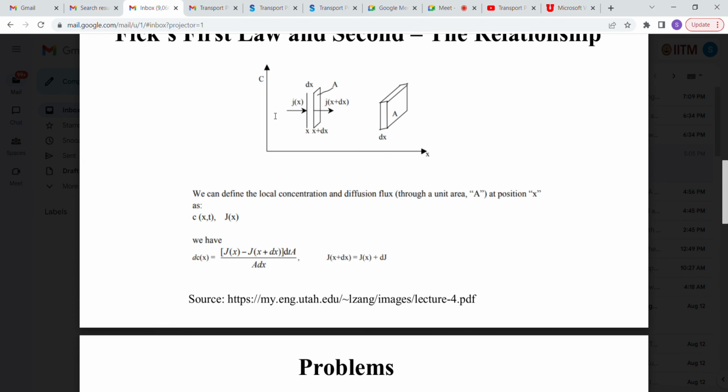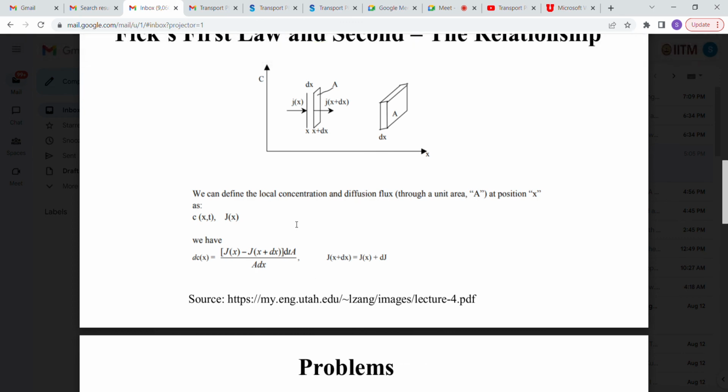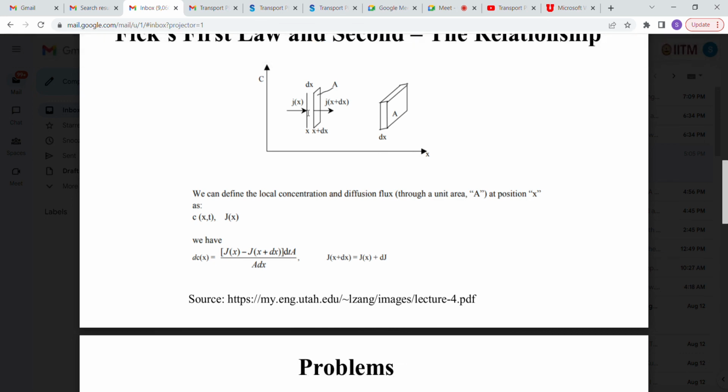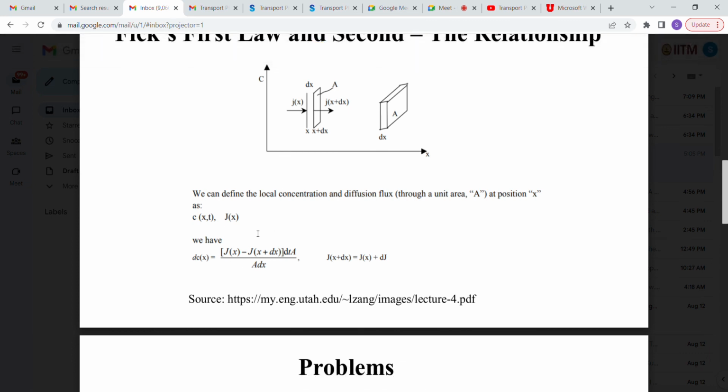So from this graphical interpretation, we have come to this. So I'll repeat again. J of x minus J of x plus dx represents the flux at a point, per unit area per unit time. So basically, since c is also a function of time, we need to take the time element dt, and we need to multiply it by the area. Since the unit of this is number of molecules per unit area per unit time, we need to multiply it by the time element dt and the area.